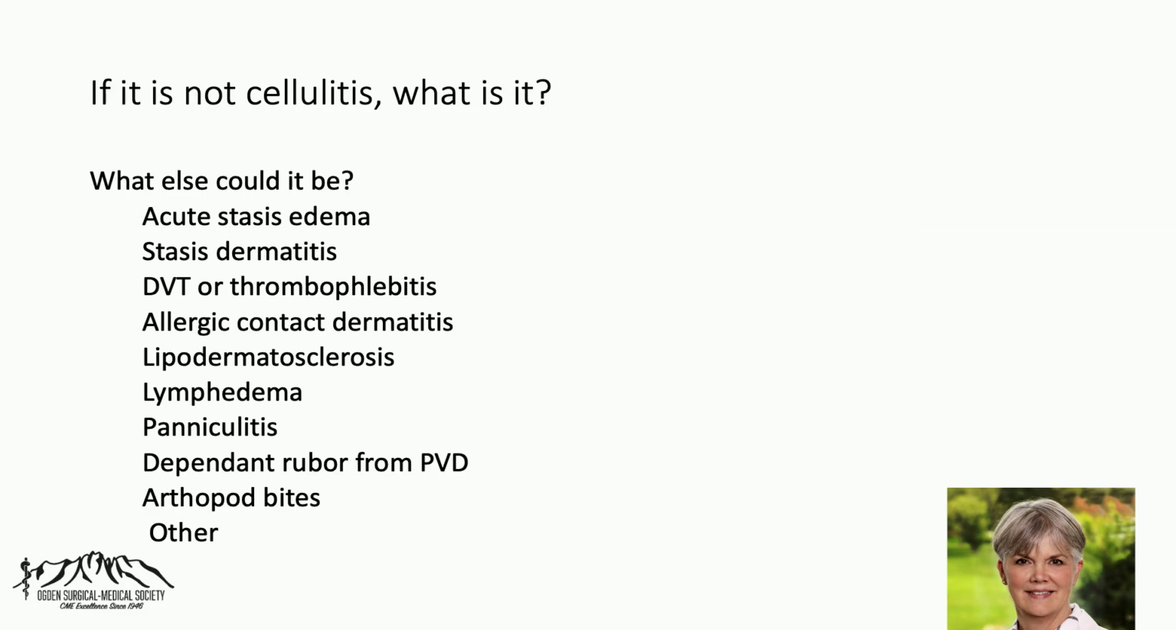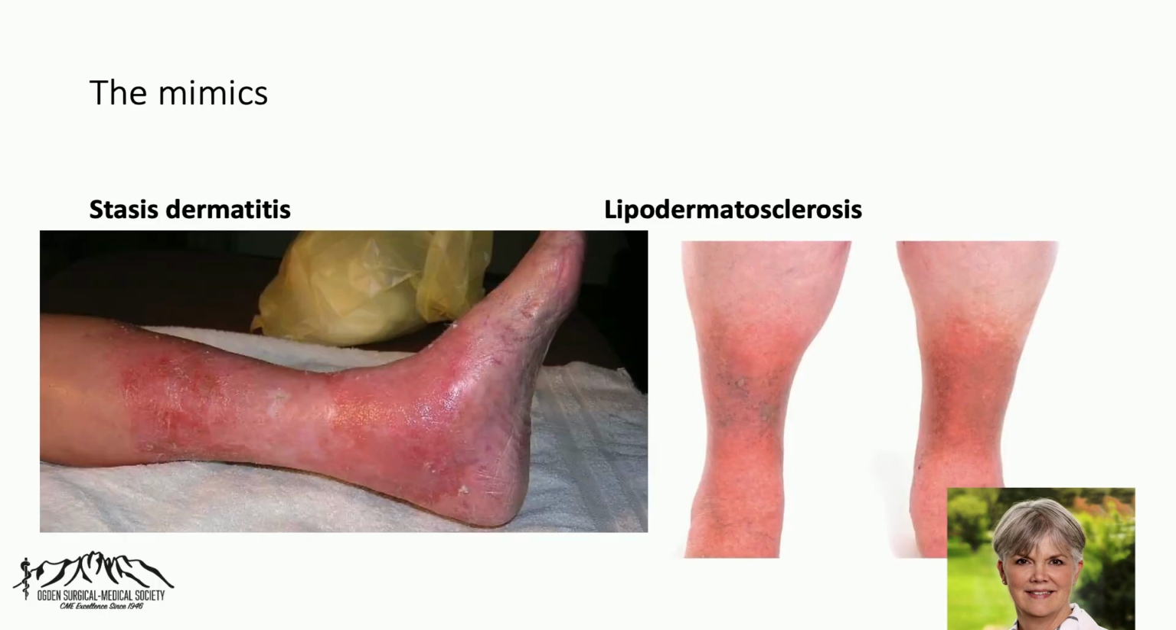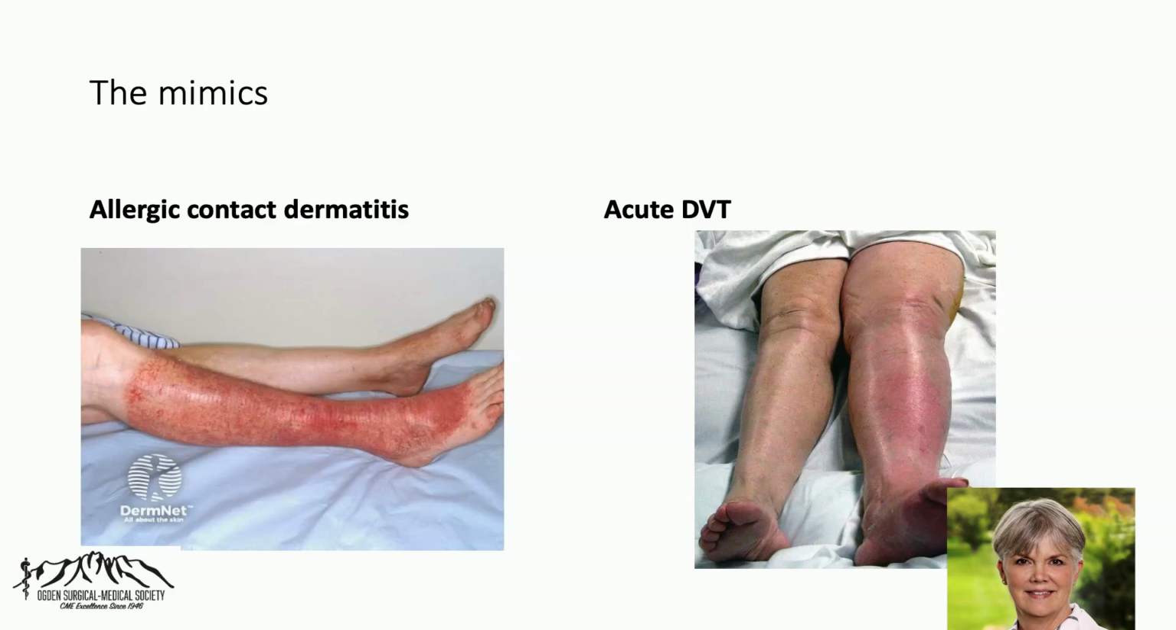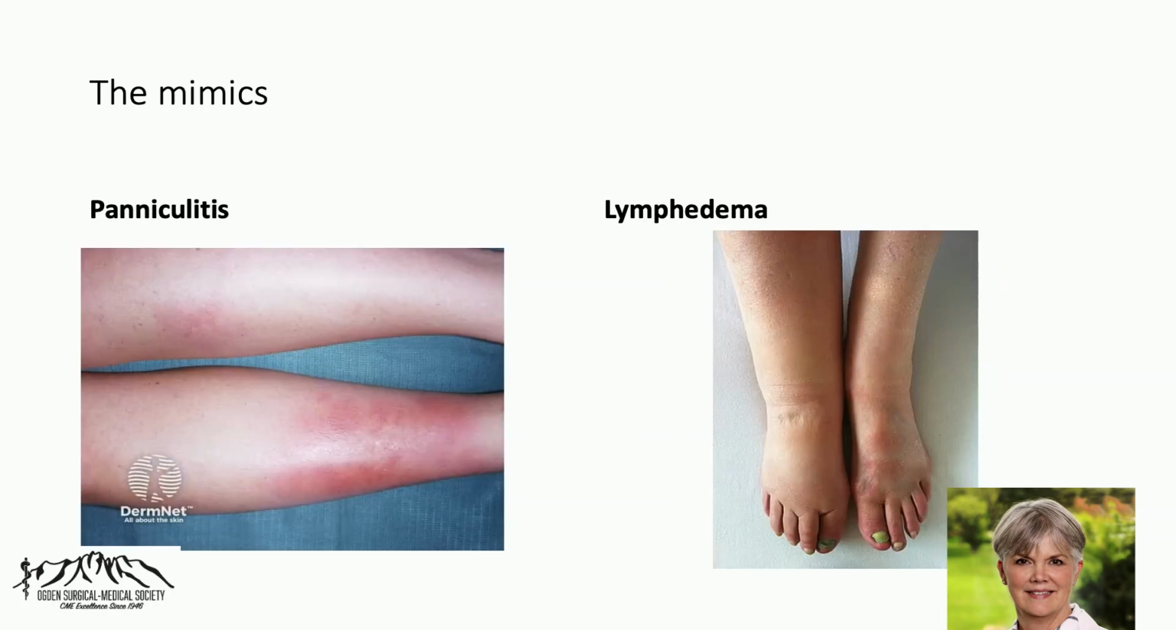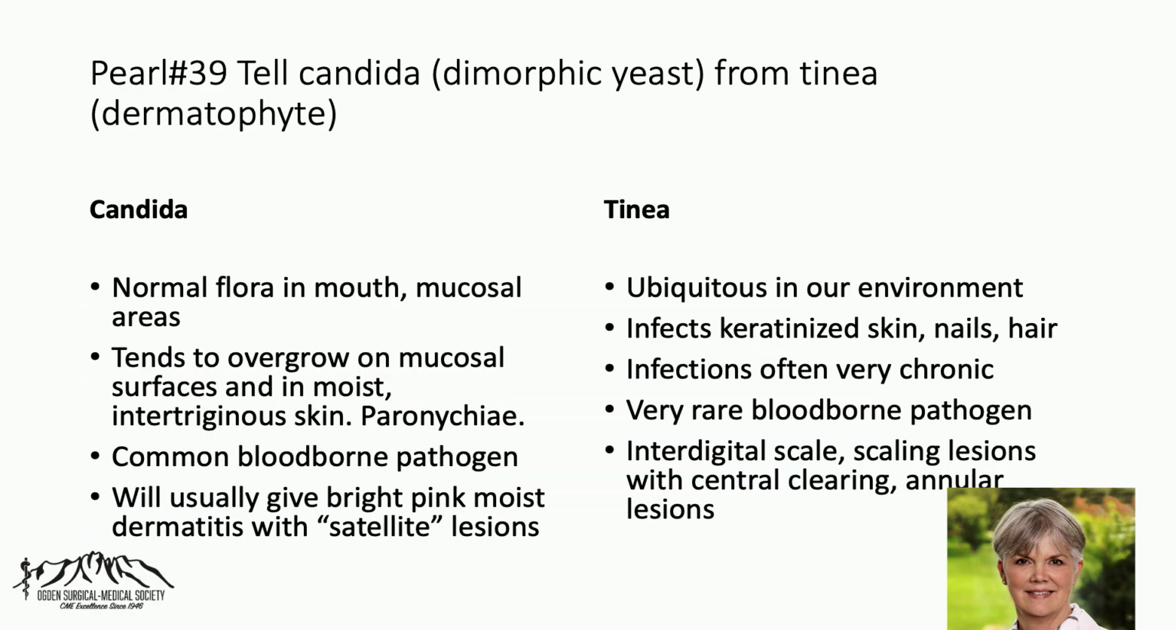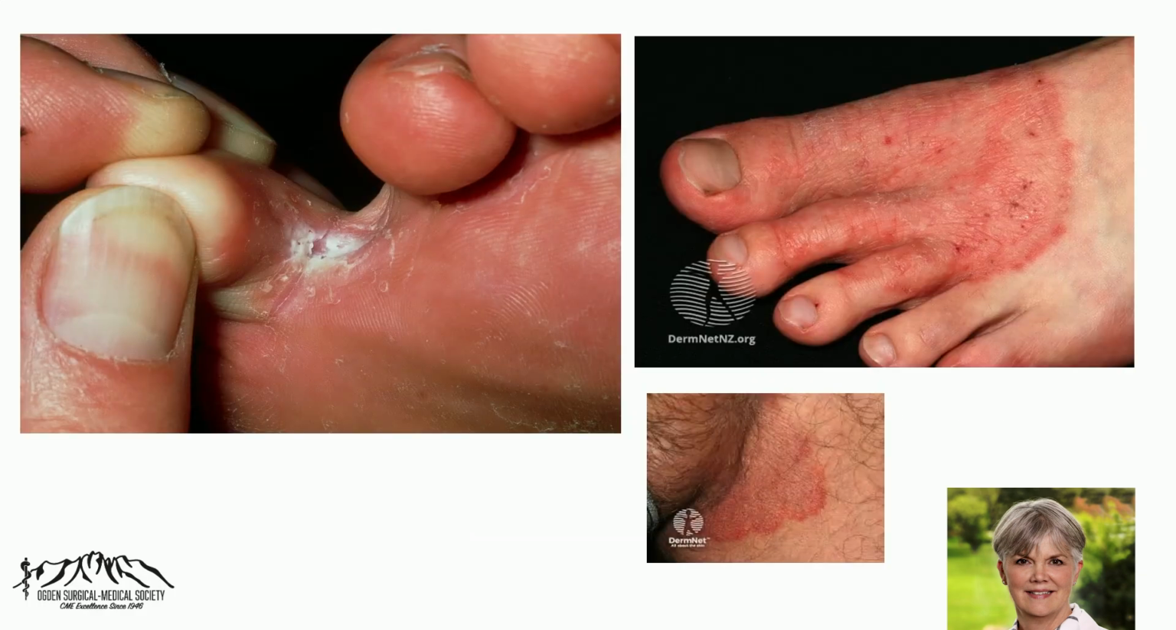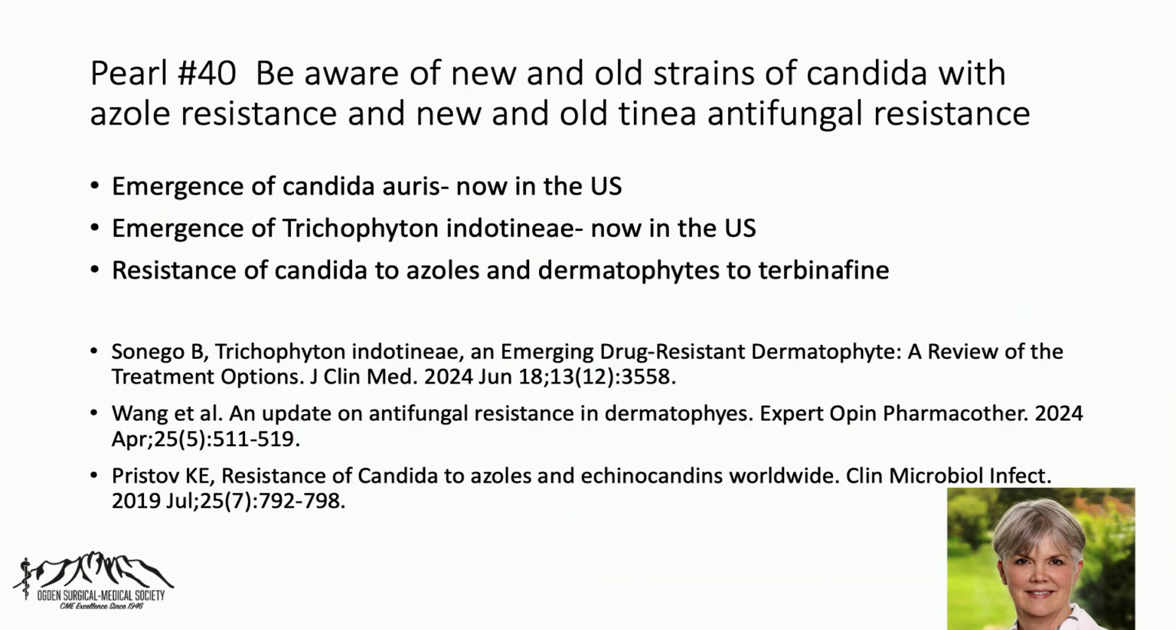But this is just a list and some pictures to show you, well, if it's not cellulitis, what is it? Because sometimes we stop thinking there. It could be stasis dermatitis. It could be lipodermatosclerosis, which is fibrotic stasis dermatitis. It could be allergic contact derm. It could be a DVT. It could be panniculitis or lymphedema. This one I think we're going to skip because it's just not that important, but it's showing you the difference between Candida and tinea, and I think you probably all know that.